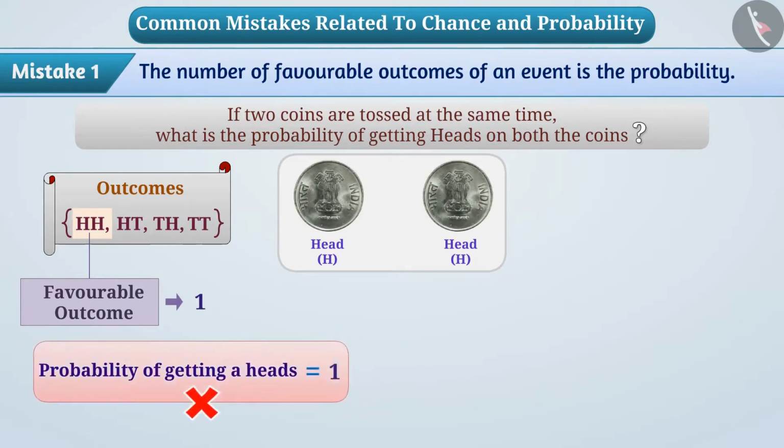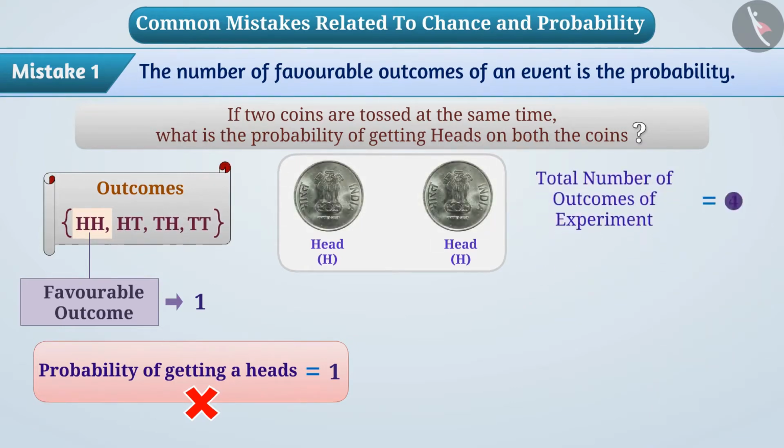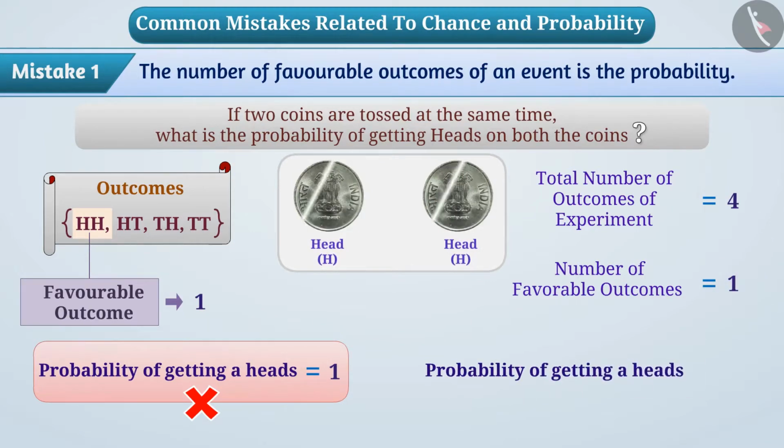This is a misunderstanding. The correct understanding is that the total number of outcomes of the experiment for the event of tossing two coins is 4, and the number of favorable outcomes for the event of obtaining heads on both coins is 1. So, the probability of getting a head on both coins is 1 out of 4, that is 1 by 4.